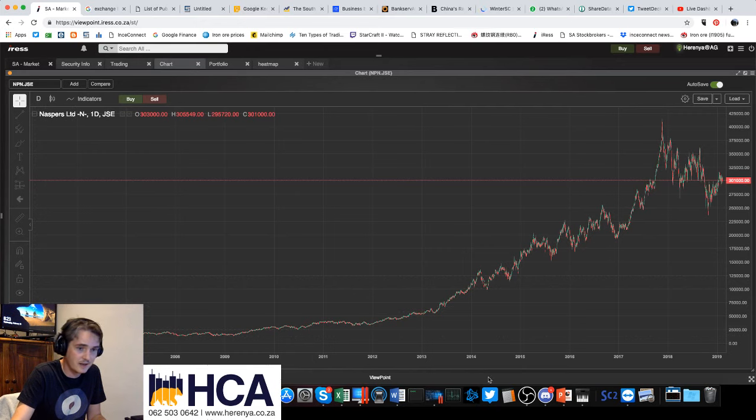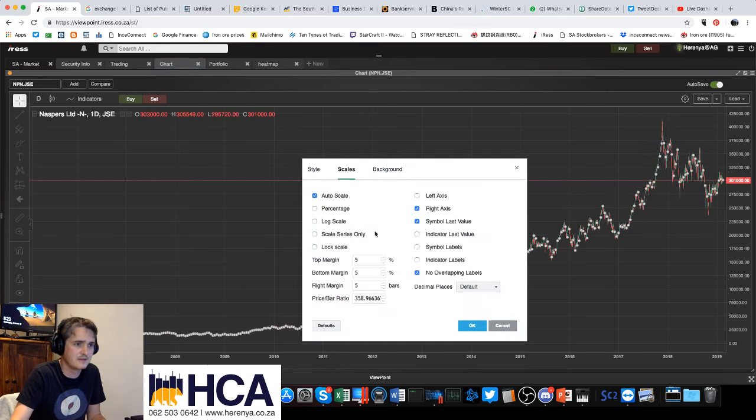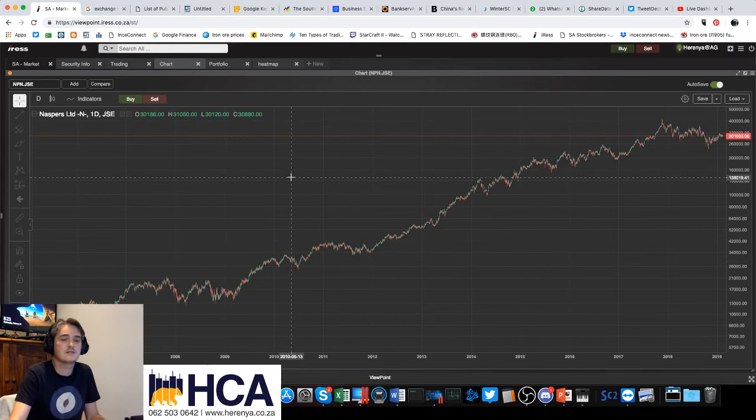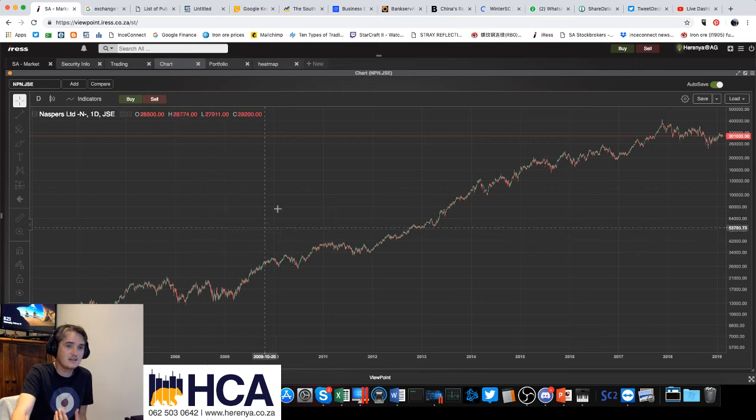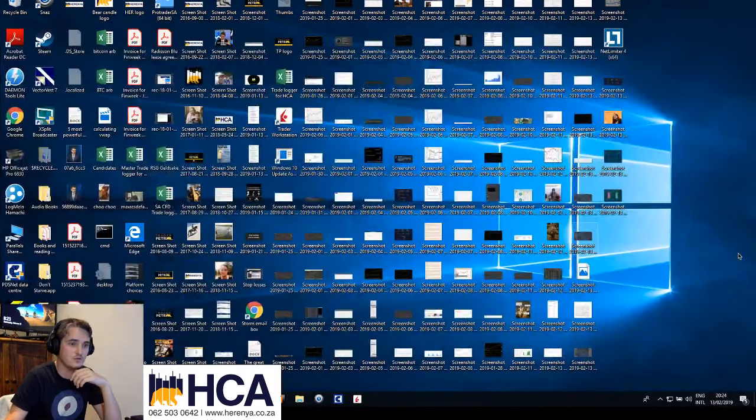And I don't know if the platform can do that. I'm going to check if it can. Scales, it can. Where is log scale? Bang. So now what this scale does is, instead of using price to scale the increments between the points, it uses percentage move.